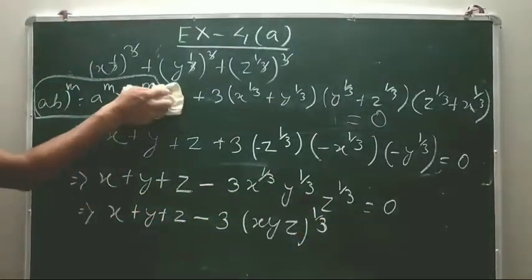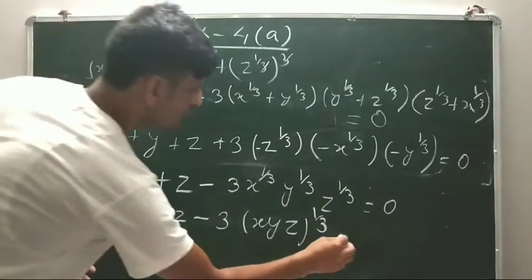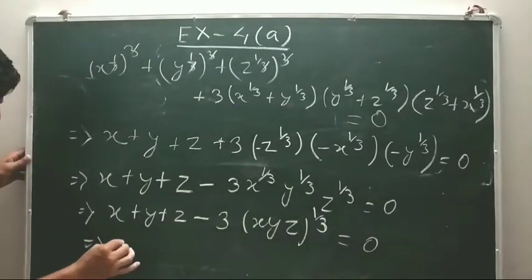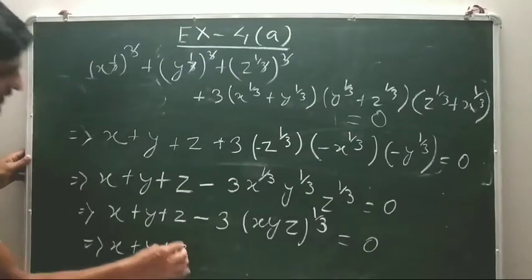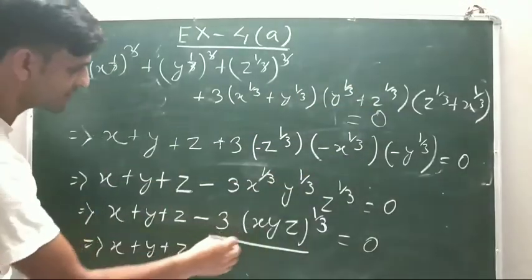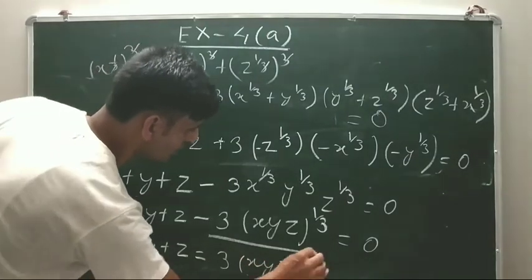So that means how can we write it now? See, it is equal to 0. Now let us see, it is x plus y plus z. If you shift this part, because it is a type of term, 3 multiplied, this means x plus y plus z is equal to 3 times (xyz) to the power 1 by 3.